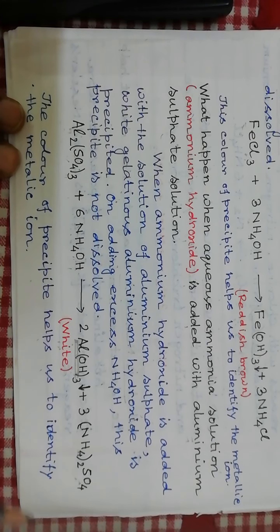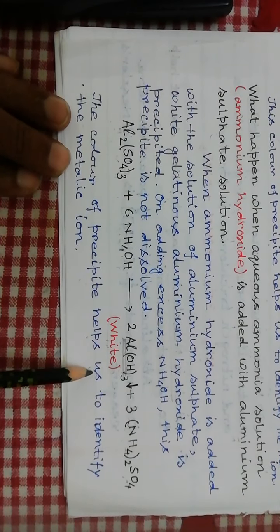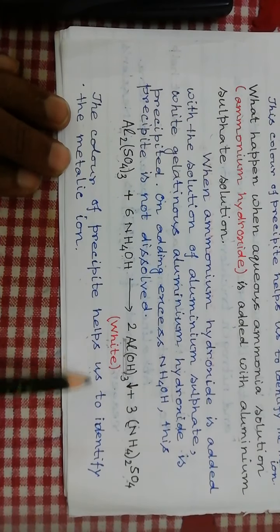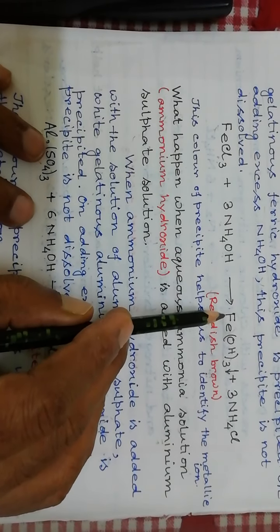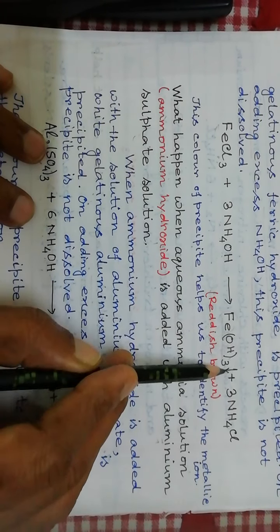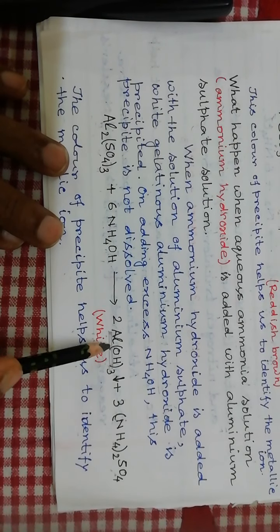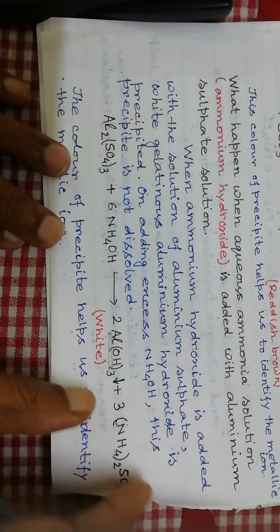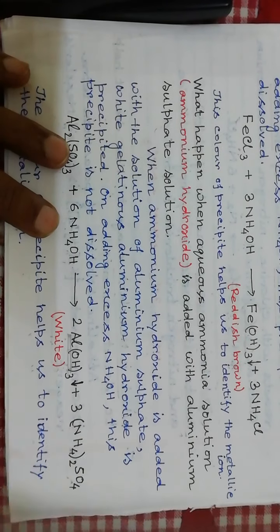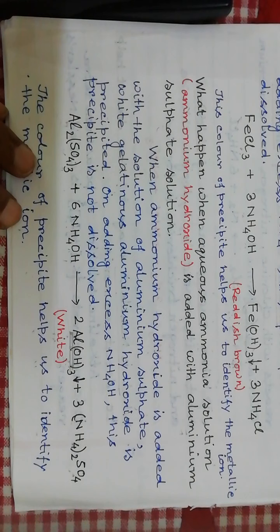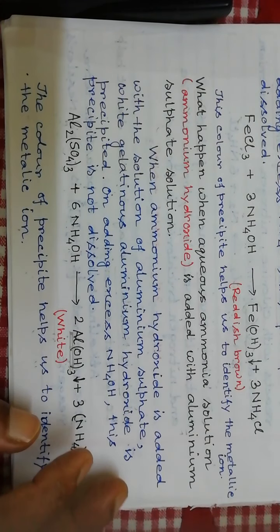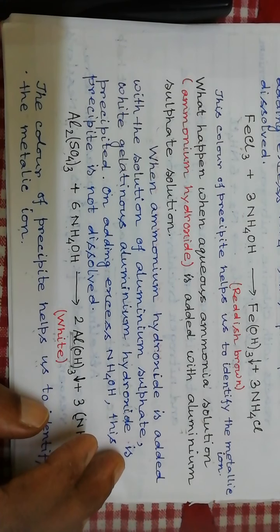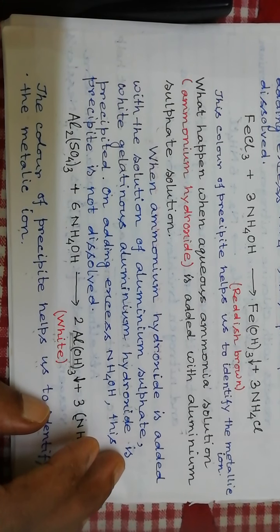That means the color of the precipitate helps us identify the metallic ion. These metallic precipitates, here Fe(OH)3 and Al(OH)3, both do not dissolve in excess ammonium hydroxide. These are the chemical reactions, or chemical properties, of ammonia gas. Thank you.